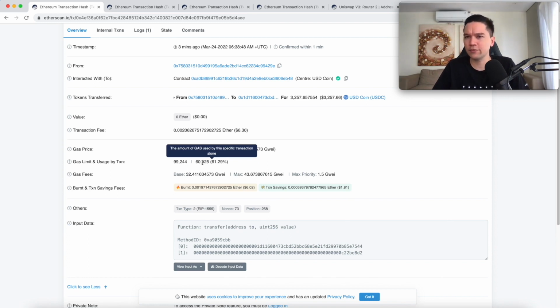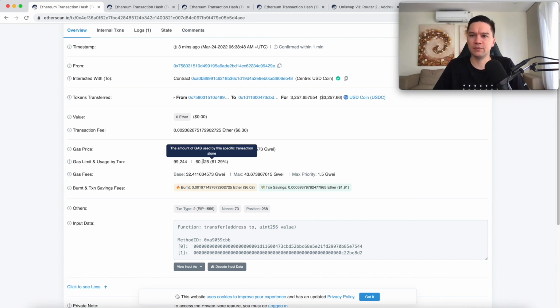This is about three times as expensive as transferring Ethereum, and this probably matches your experience. You've noticed that sending an ERC-20 token costs more than transferring Ethereum. Here you can see why, because the gas used by the transaction is almost three times as much. So this is for a simple ERC-20 token transfer.